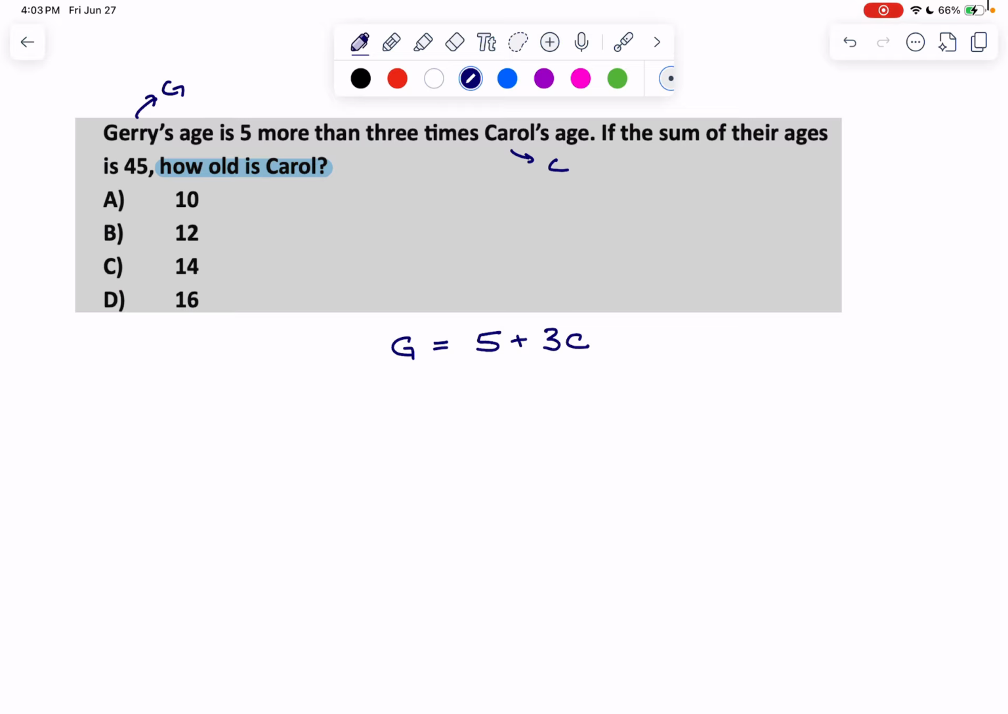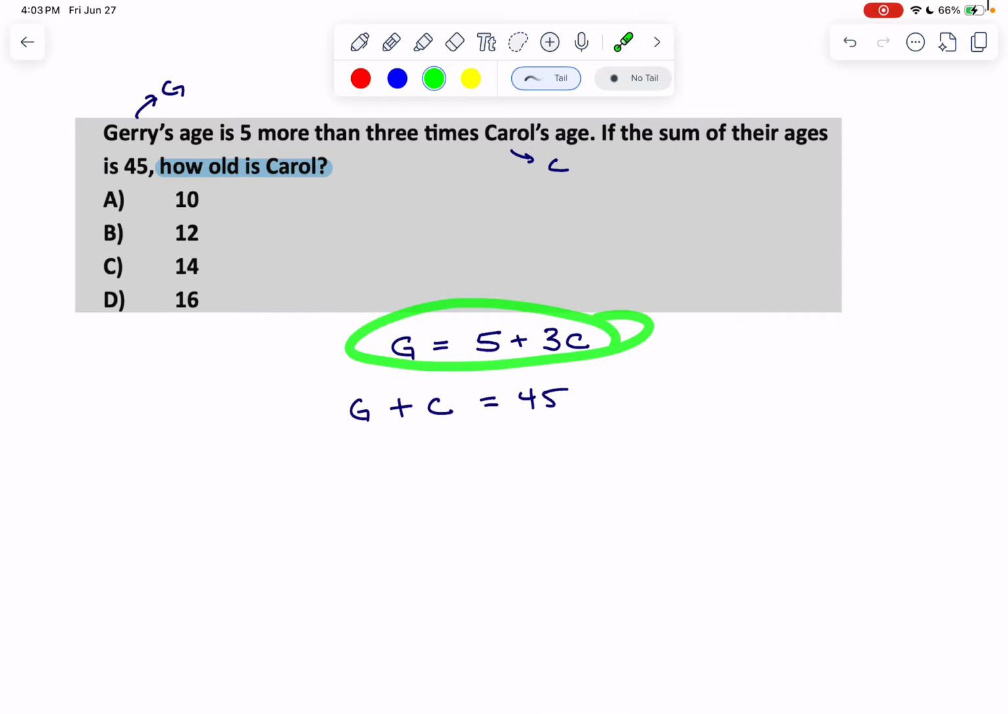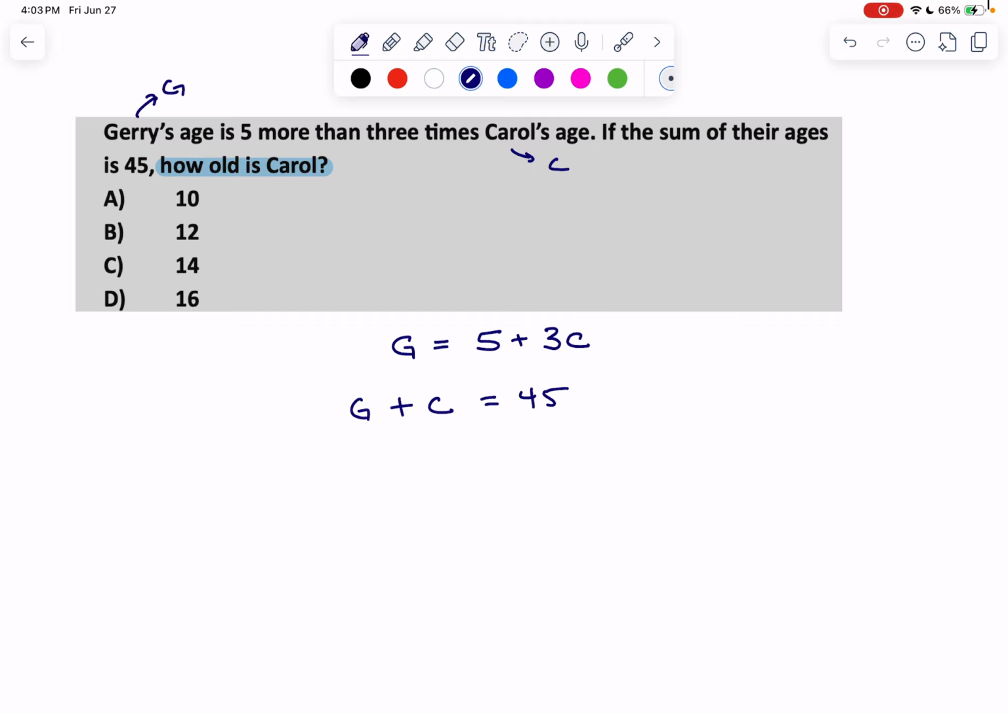Then we see the sum of their ages. So we're adding together their ages, which were G and C, is 45. And we want to know how old Carol is. So this is not a bad position to be in. We have 2 equations, and in those 2 equations, we have 2 variables. So again, what we can do here now is what's called substitution.